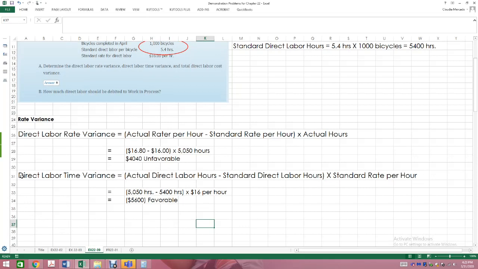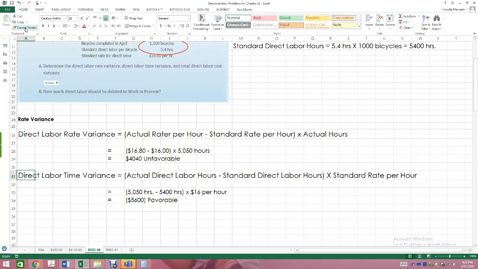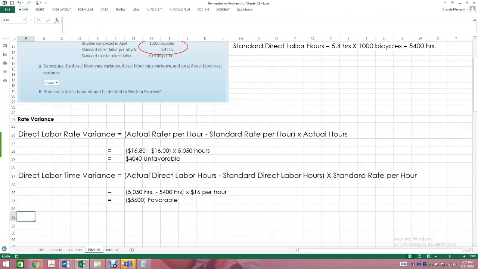My third calculation is my total. Well, what did they ask about? Total direct labor cost. Total direct labor cost variance.